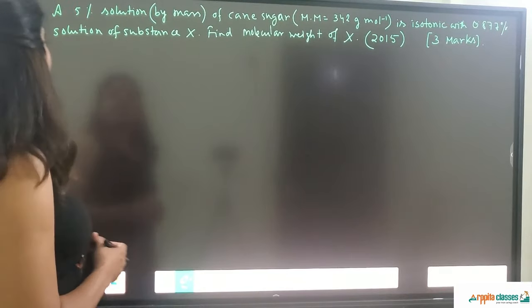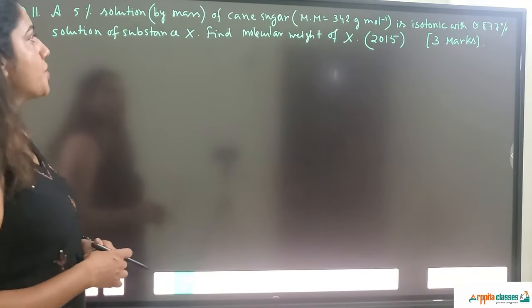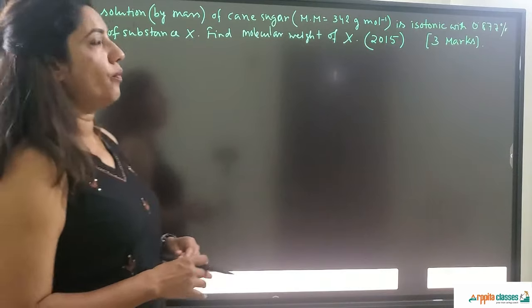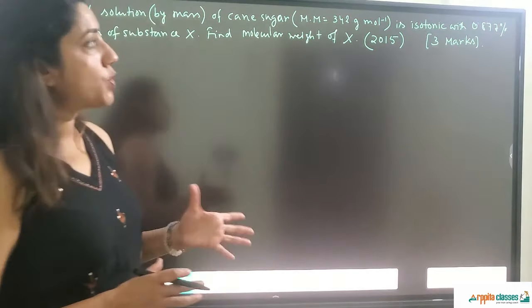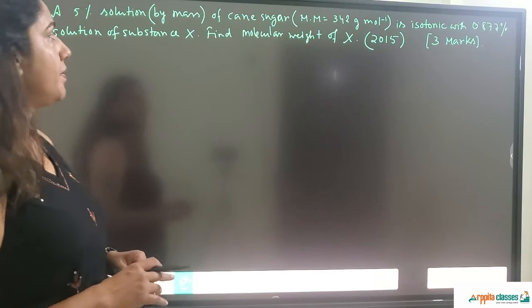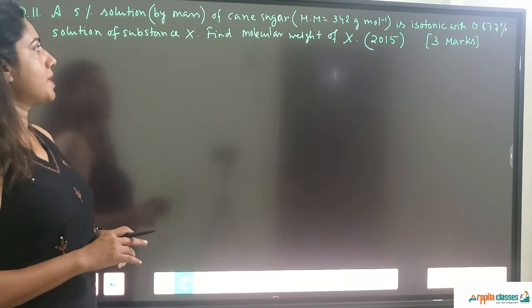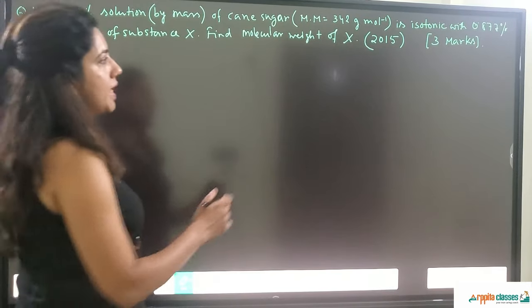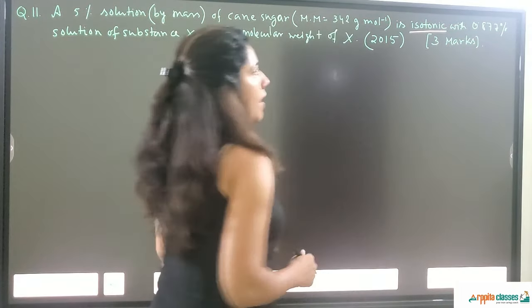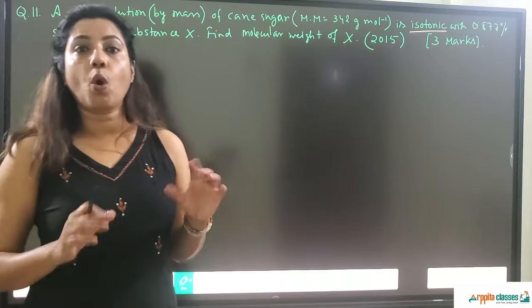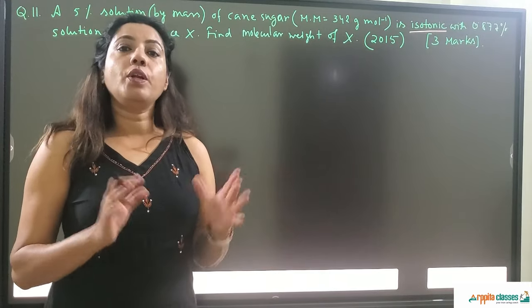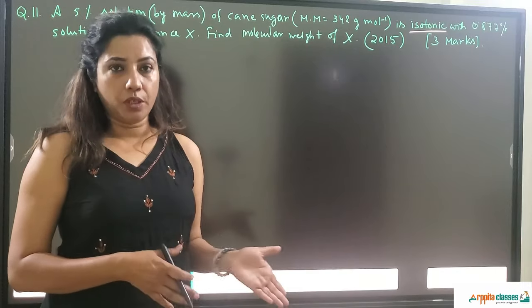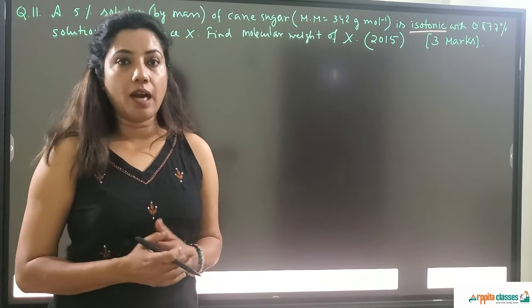So the next question is, a 5% solution by mass of cane sugar, molecular mass is 342 gram per mole, is isotonic with 0.877% solution of substance X. Find molecular weight of X. Question has come in 2015 for 3 marks. When we say isotonic, iso is same, tonic is concentration. And we know that for same concentration of solution, the osmotic pressures are same.